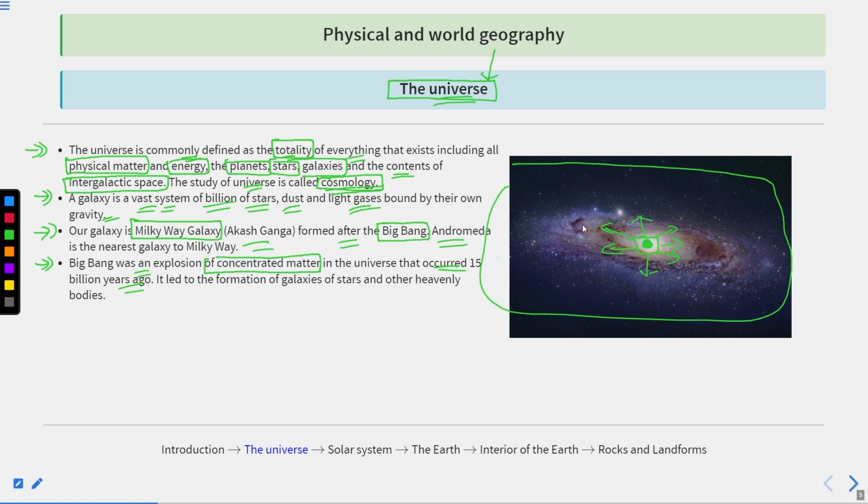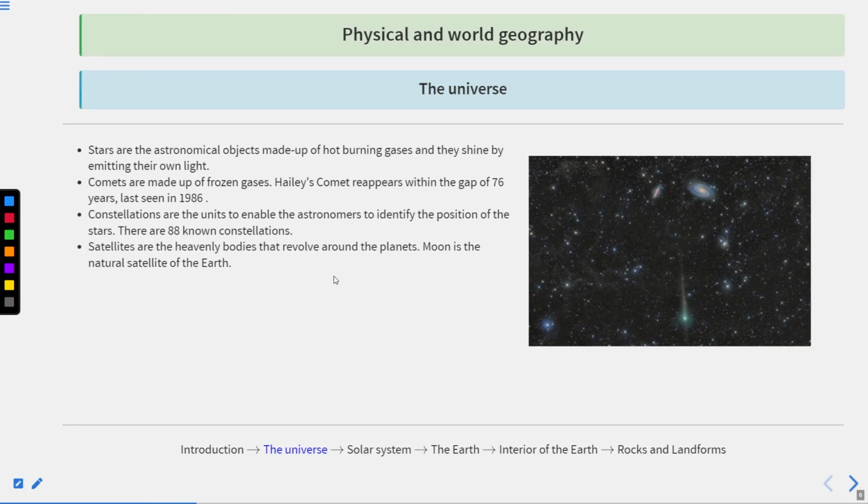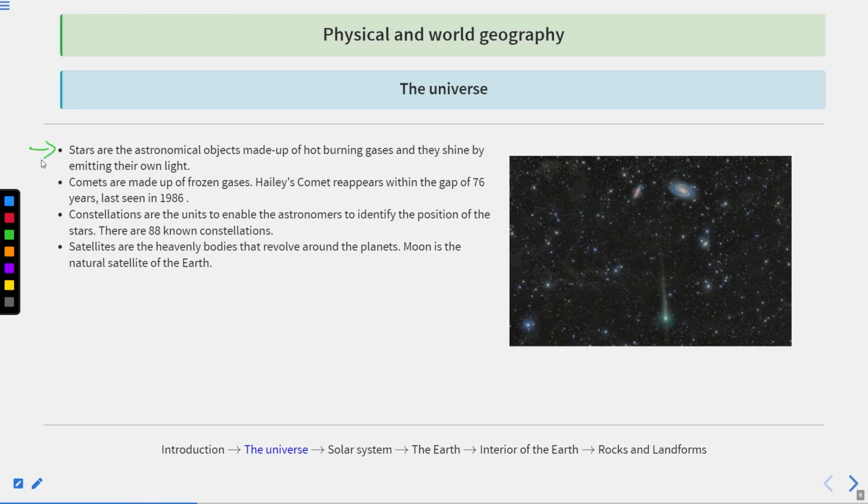And then from this explosion, things got spread out like this. And it led to the formation of galaxies, stars, and other heavenly bodies. So everything started from this tiny ball, you can say, of concentrated matter. Now let's have a talk about the stars.